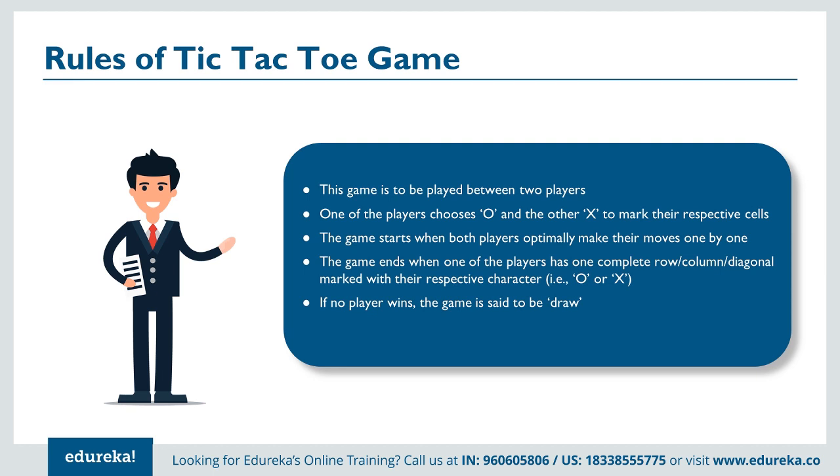One of the players chooses 0 or O, you can call it, and the other chooses X to mark the respective cells. The game starts when both players make their moves one by one. The game ends when one of the players has completed a row, column, or diagonal marked by their respective characters. If no player wins, the game is said to be a draw.